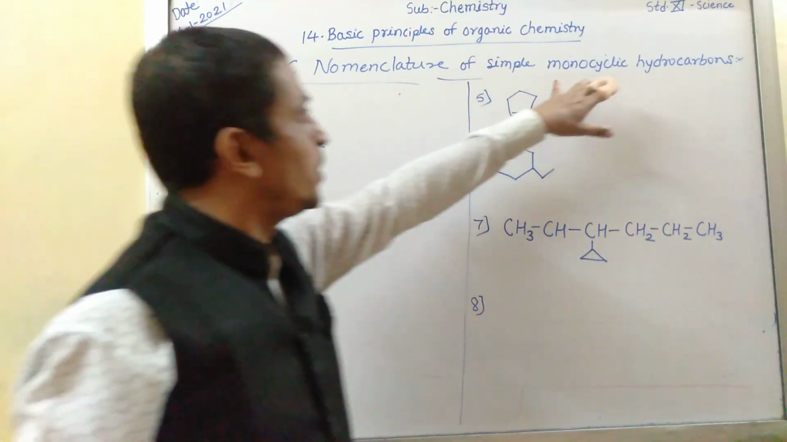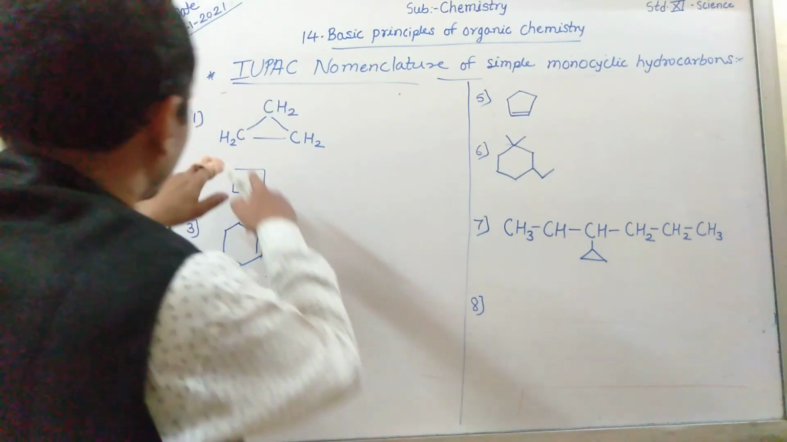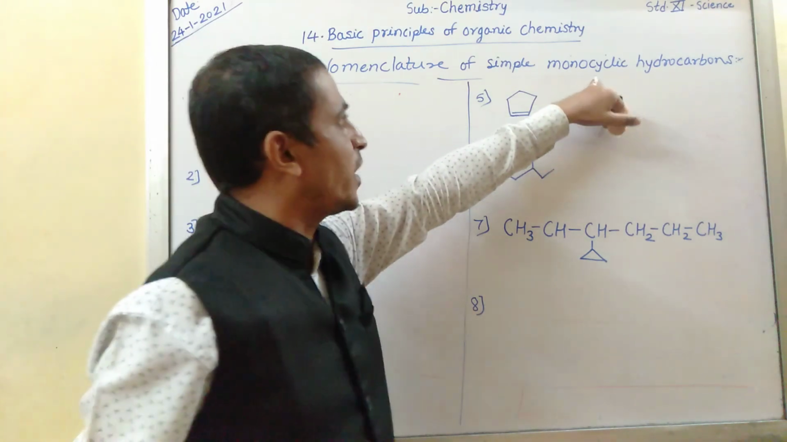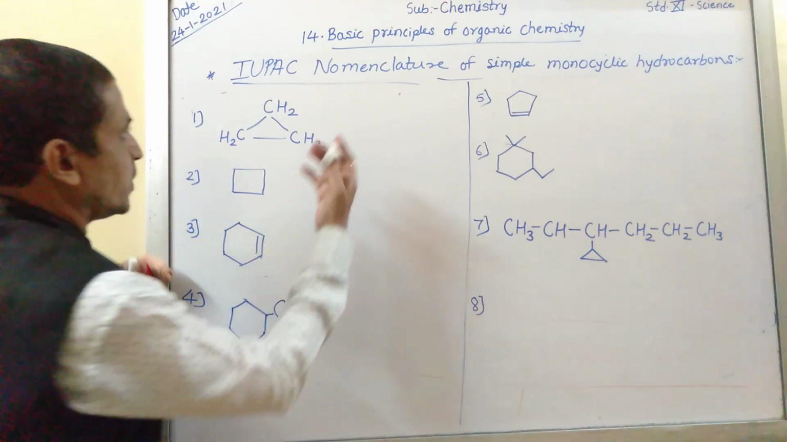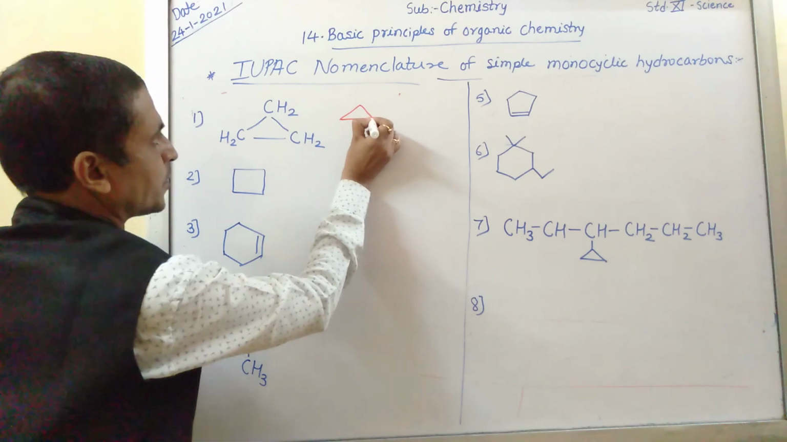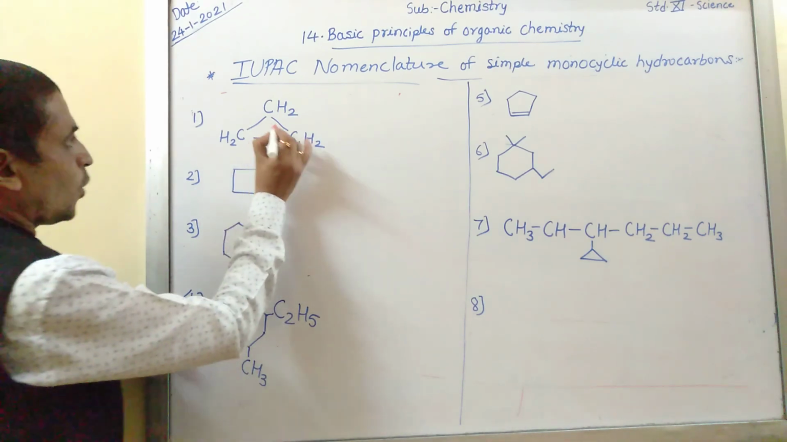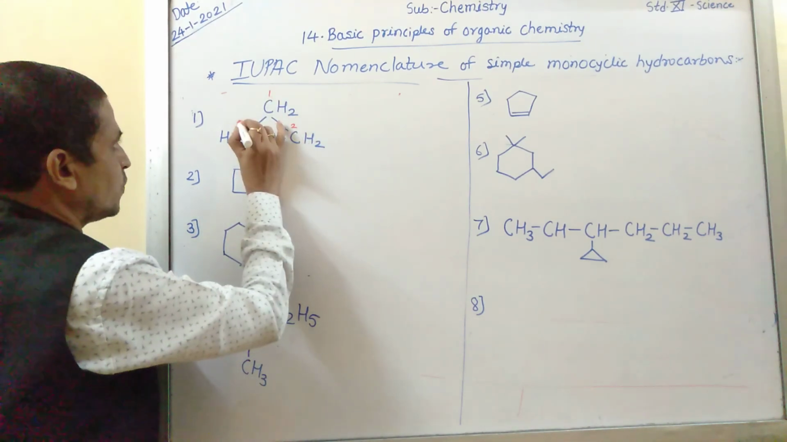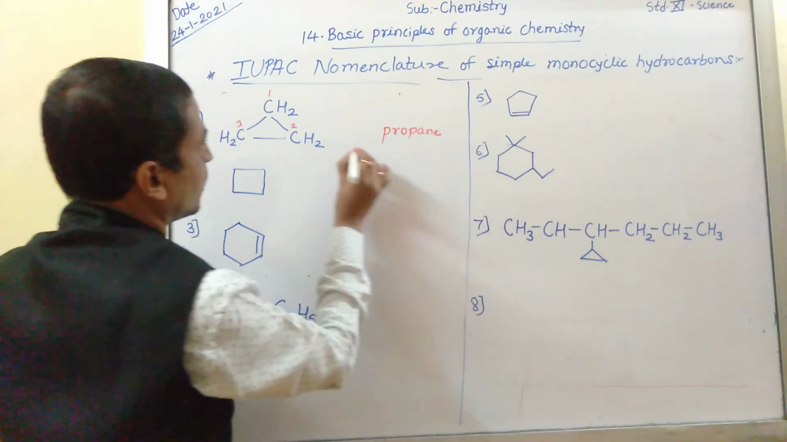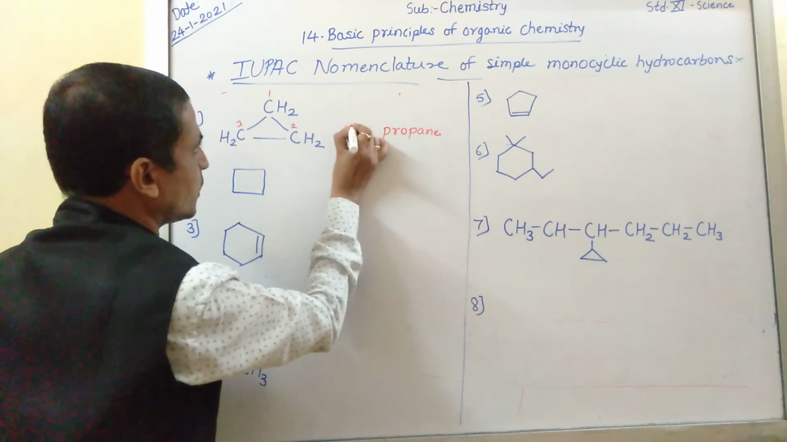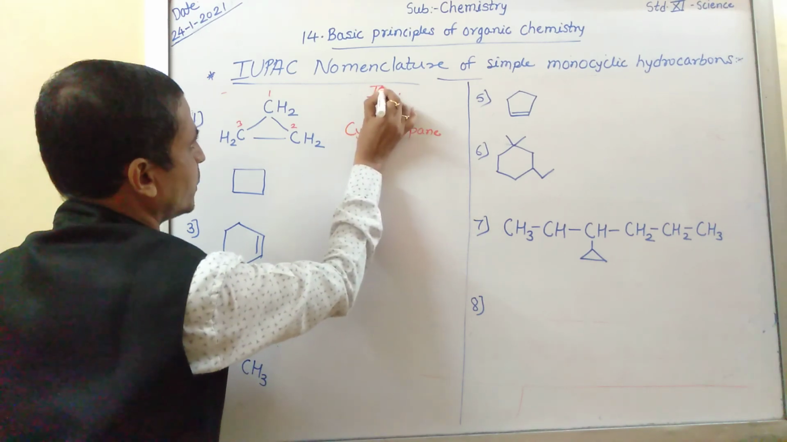IUPAC nomenclature of simple monocyclic hydrocarbons. Mono means single. Cyclic means what? See, these are propane rings. They are called as what? Cyclic. See, I have written this CH2, CH2, CH2. This can also be written in this manner. This is what? Cyclic ring. Now see, here how many carbon atoms are present? 1, 2, 3. So it is what? Propane, but the ring is what? Cyclic. So we put the word cyclo. So the name is what? Cyclopropane. This is what? IUPAC name.